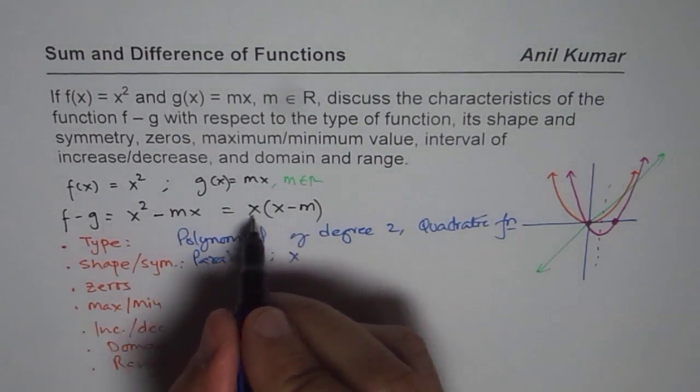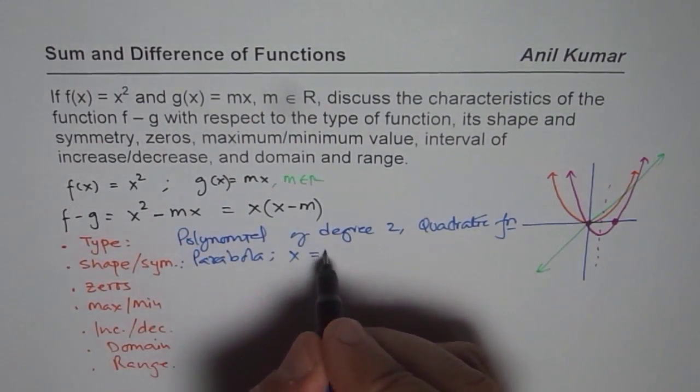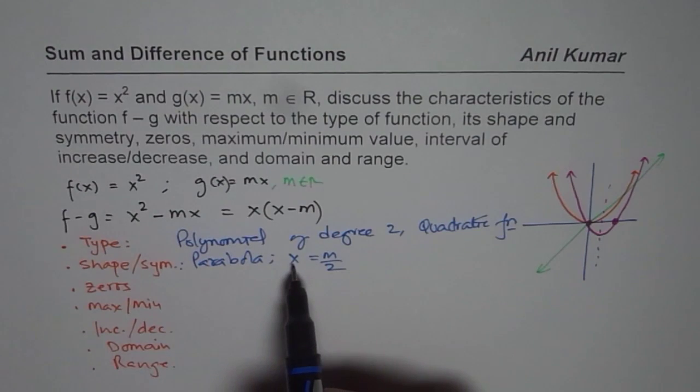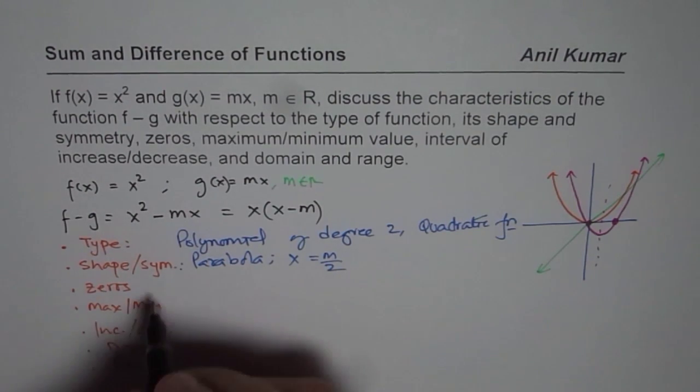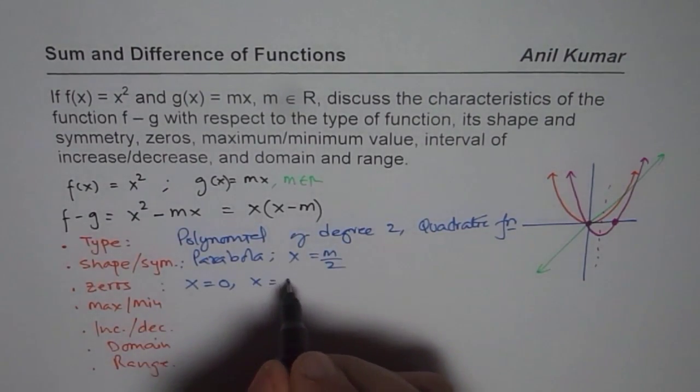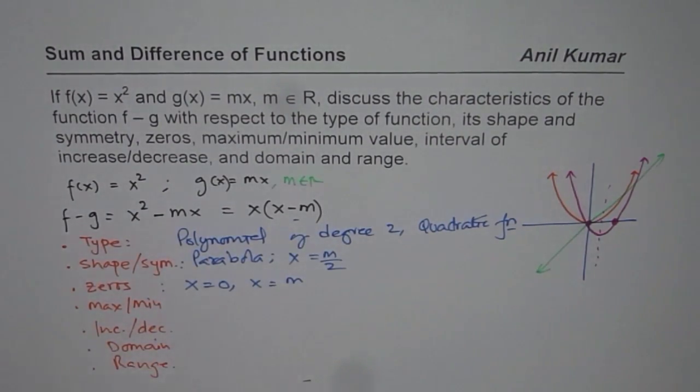x equals, you can find midway between them, so x equals m over 2, right? So that is depending on the slope of the line, a parabola with axis of symmetry at m over 2. Zeros will be at x equals 0 and at x equals m. Perfect. So that gives you zeros.